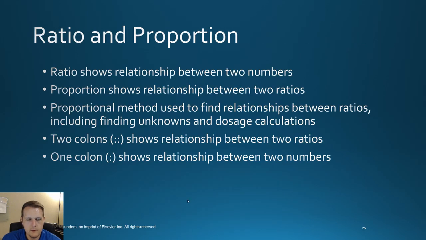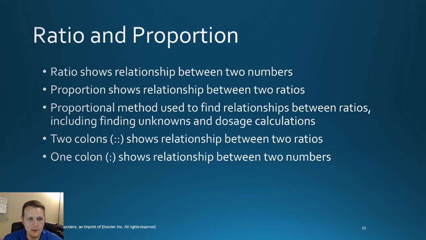Now let's talk about ratios and proportions. Basically, a ratio is just showing the relationship between 2 different numbers there, whereas a proportion is showing the relationship between 2 different ratios. And so basically, by using this proportional method, you're able to find out the relationship between 2 different ratios together, right?